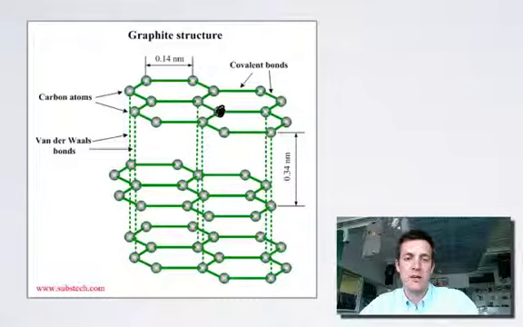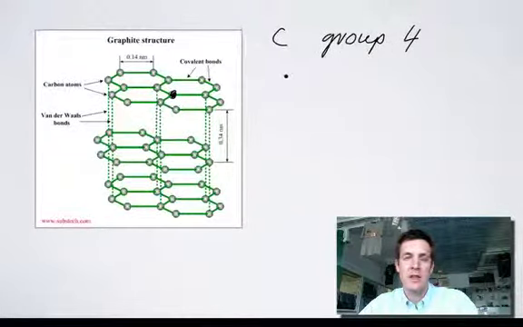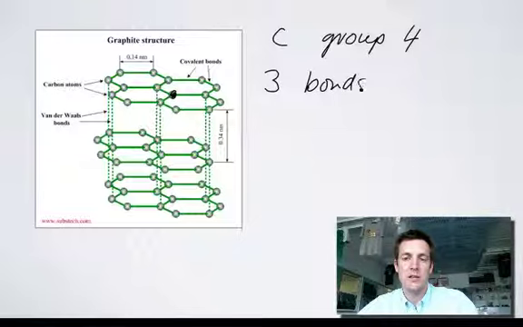Have a look here. You've got carbon, which is in group 4, which means it's got 4 outer shell electrons. Okay, that means it can share electrons to form 4 covalent bonds. But each one of these atoms has only formed 3 covalent bonds. So there's 3 bonds to each carbon. They're strong. Covalent bonds are always strong.